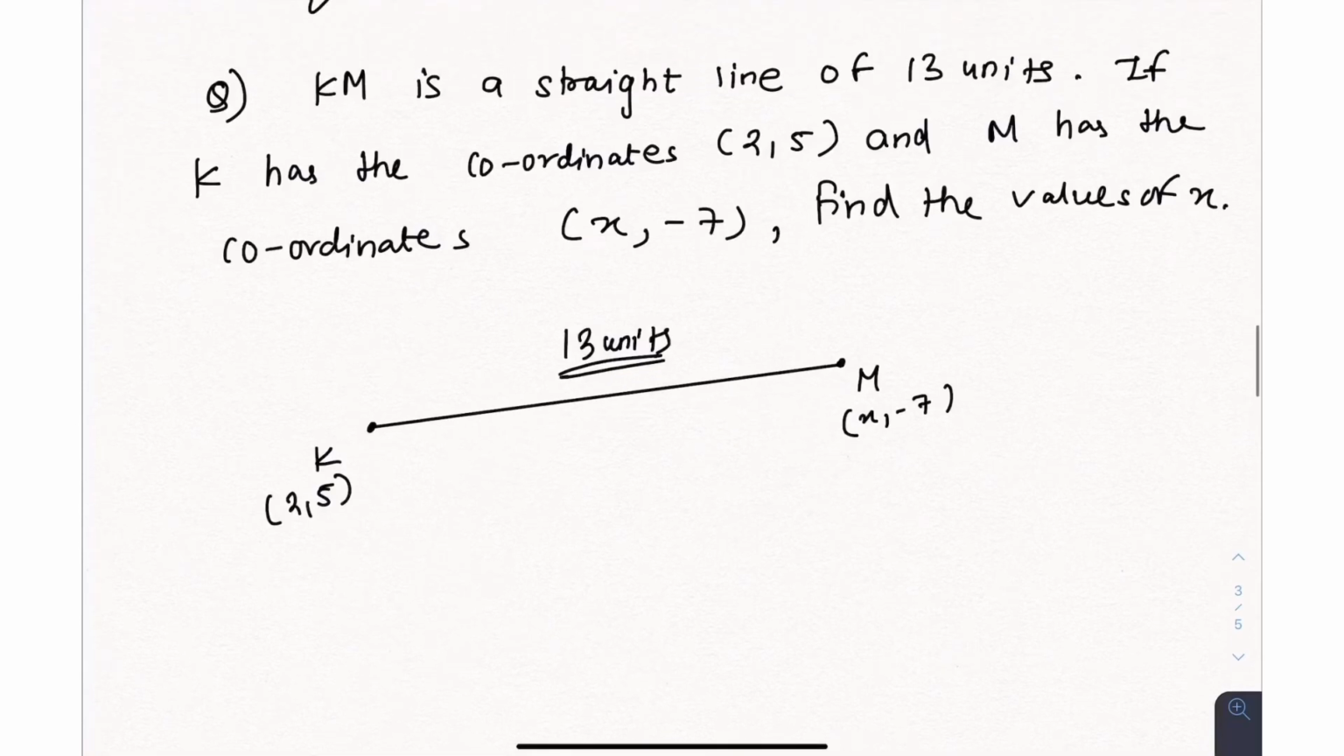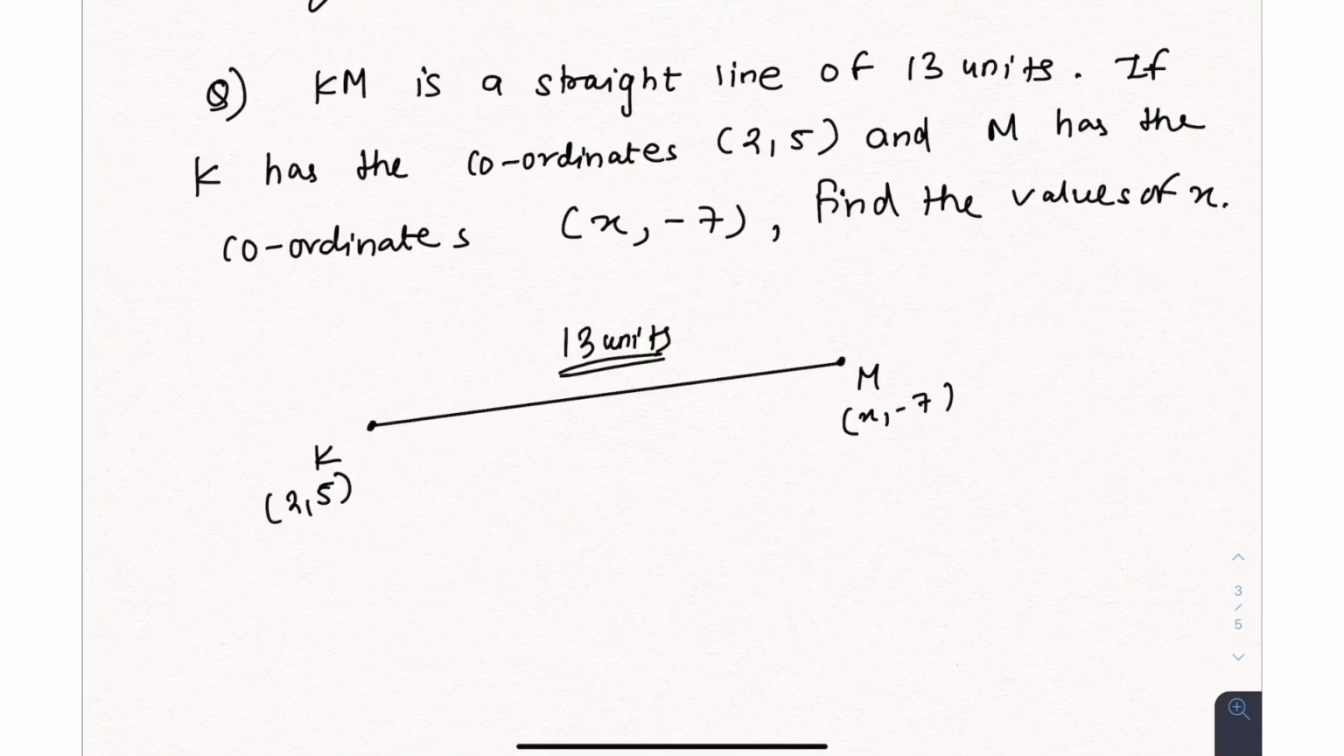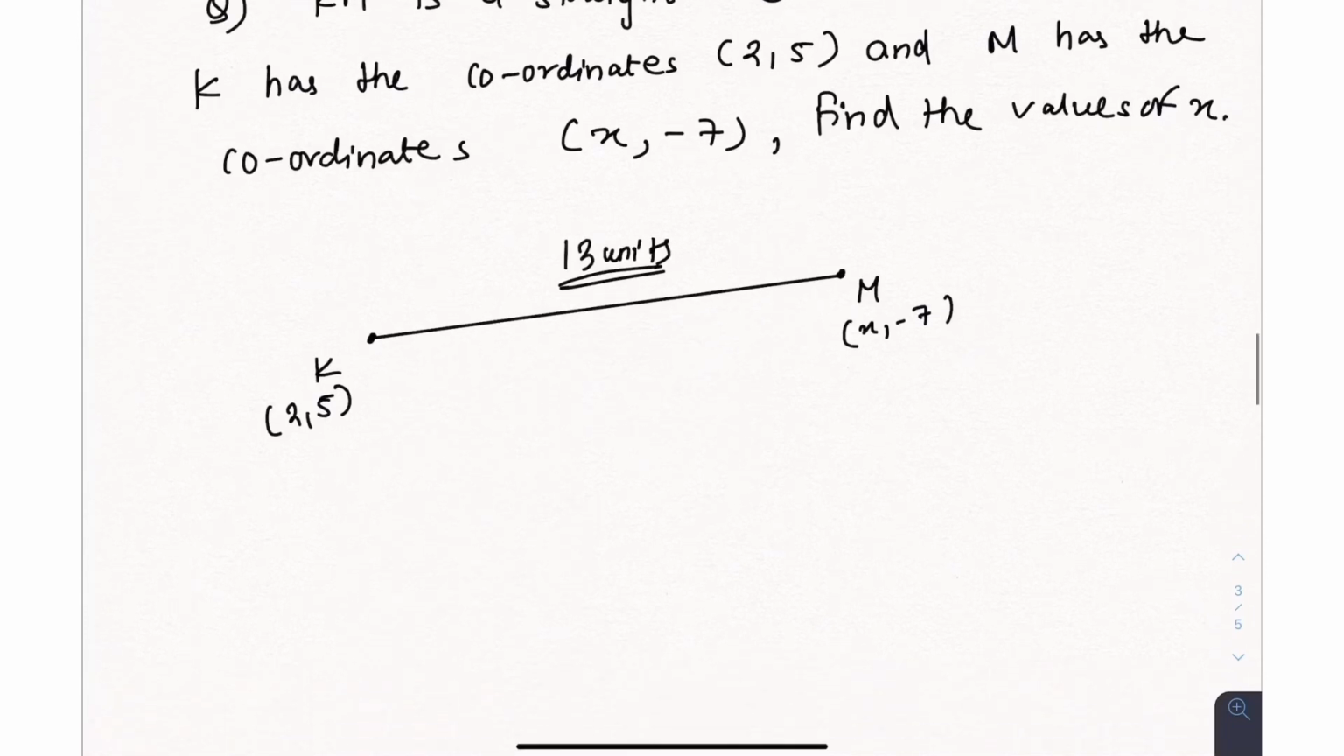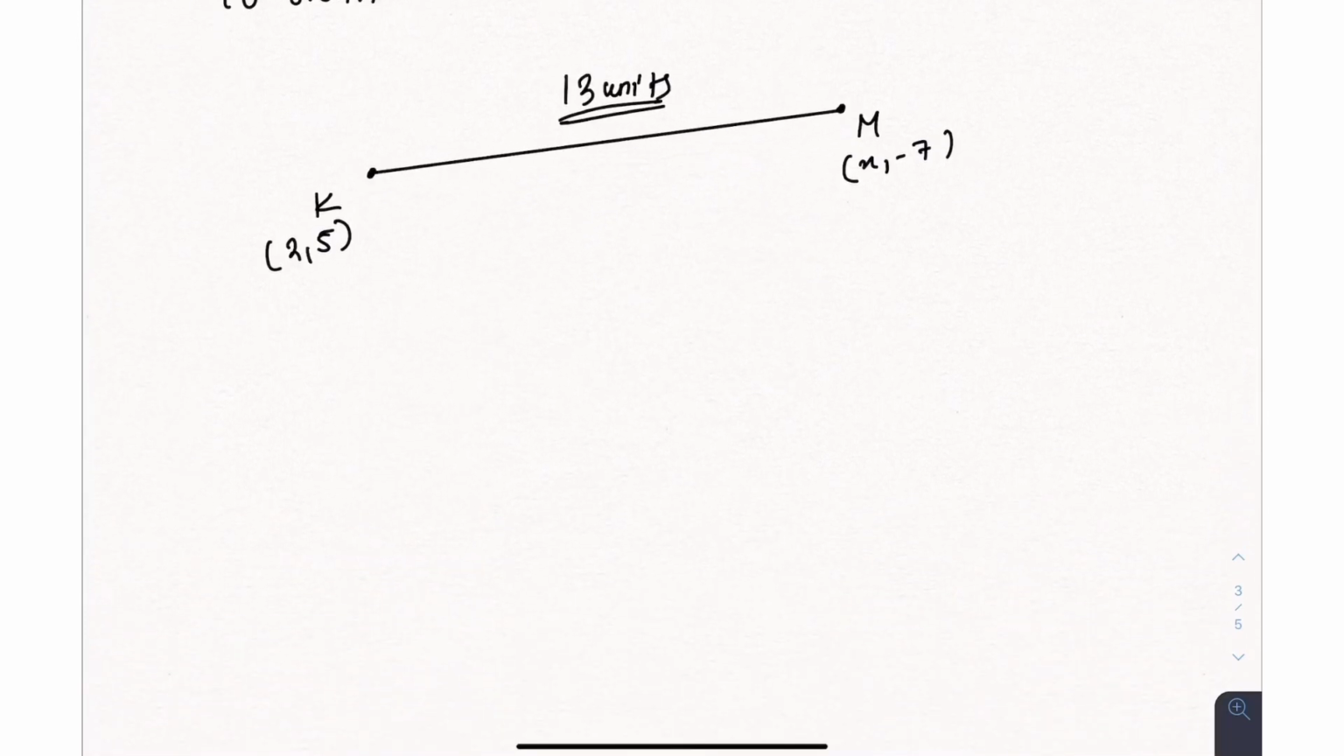Don't get confused. Sometimes they will give you length, or sometimes they will tell the distance between K and M. For length and distance you have to use the same formula; both have the same meaning. So this will act as (x1, y1), and this will be (x2, y2). So two points are there. In this case, distance is given, one coordinate is given, and we have to find a missing coordinate.